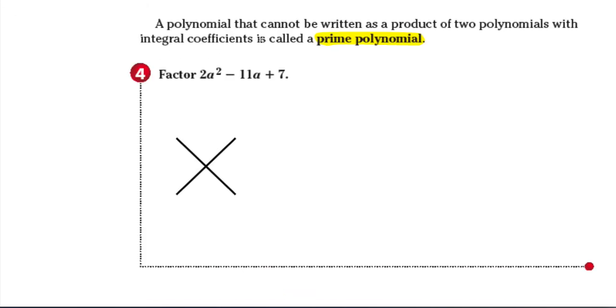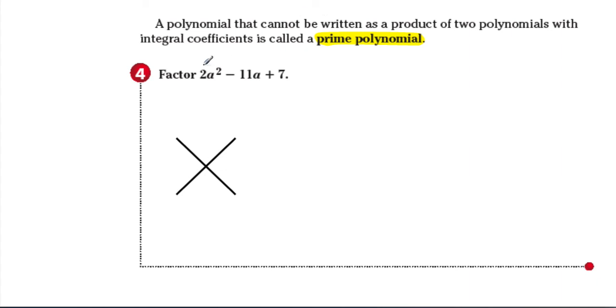A polynomial that cannot be written as a product of two polynomials with integral coefficients is called a prime polynomial. So that means if we cannot find integral coefficients, which will go to our x method, then this is considered to be a prime polynomial.